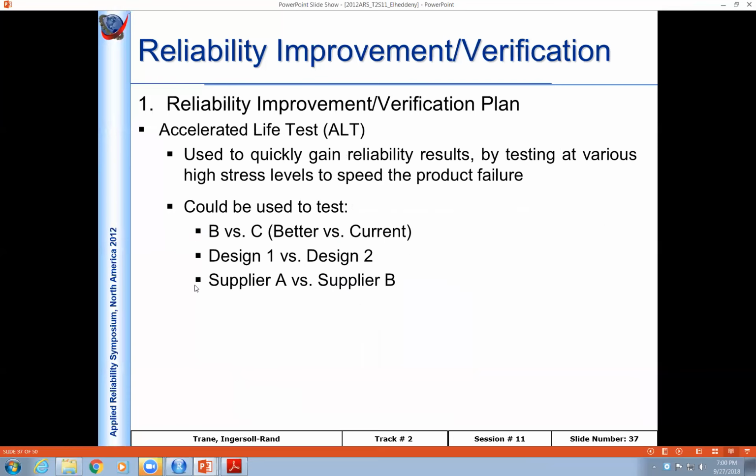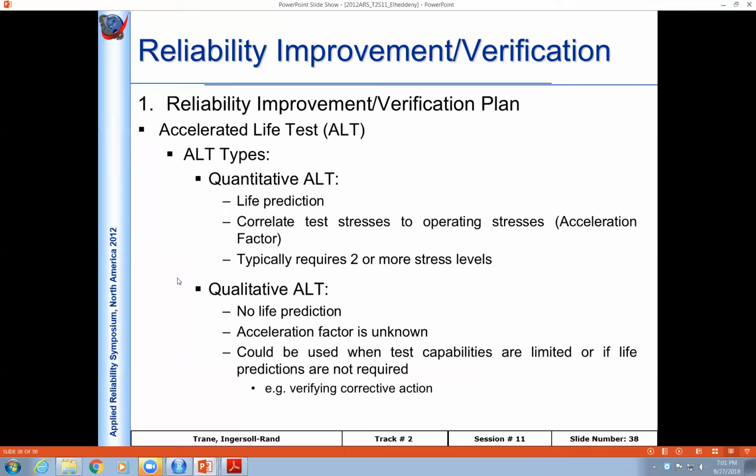Next one is just ALT, accelerated life testing. Typically used to compare designs, compare suppliers, compare materials, and so on and so forth. And also used, in a lot of cases, to quantify or predict the reliability of the product. You can use it qualitatively or quantitatively. So basically, if you do quantitative, you really can get a life prediction if you're able to correlate the stress that you're testing with versus the application stress, temperatures or something like that. Typically, tests at two or three different levels. I'll share an example later as well.